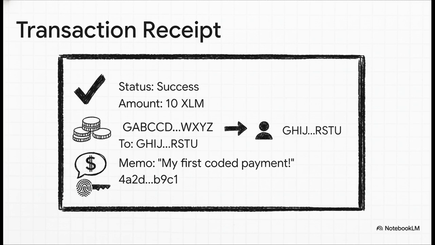And here it is. This is that truth. When you look up the transaction on a block explorer, this is what you get. It's like a perfect digital receipt. You see the status, success, the exact timestamp, the amount, who it's from, who it's to, even that little memo we added. And that long string of characters at the bottom, the transaction hash, that's its forever ID on the ledger. We actually did it. The payment is there, it's done, it's real.